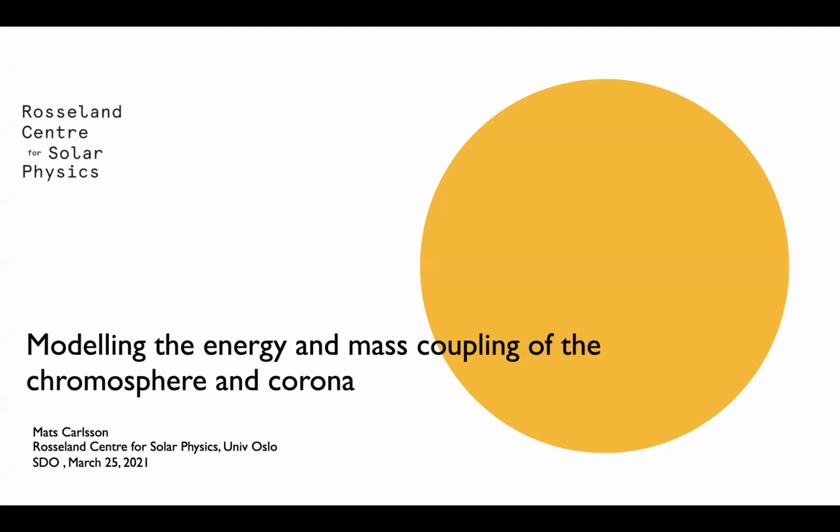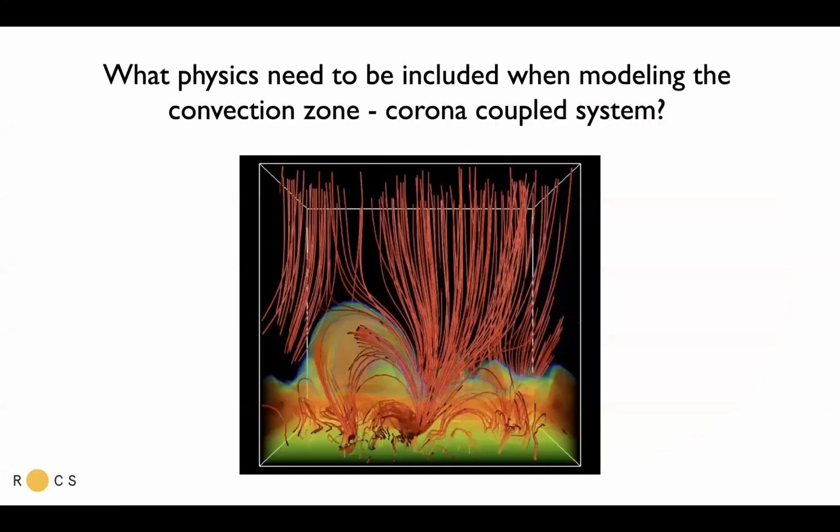So it's a very general title. It's almost like the title of the session. I will focus mostly on problems of modeling the energy and mass coupling. So I start with the physics, and this is a picture from one of the simulations with the Bifrost code that I will come back to.